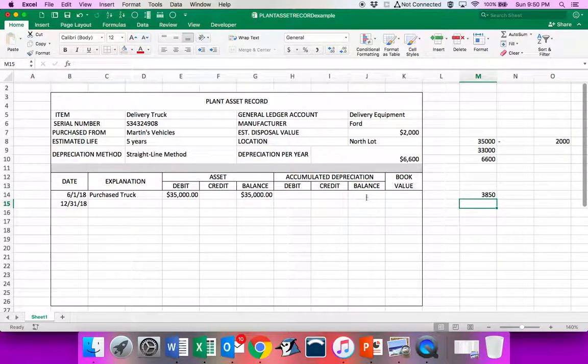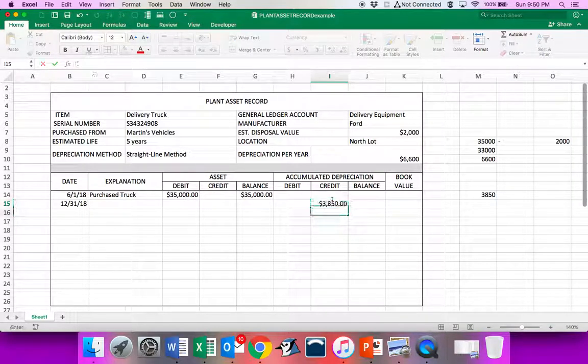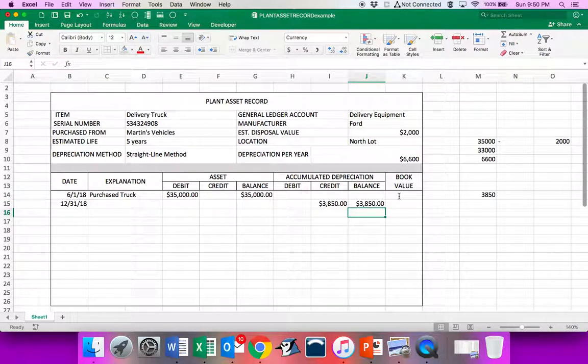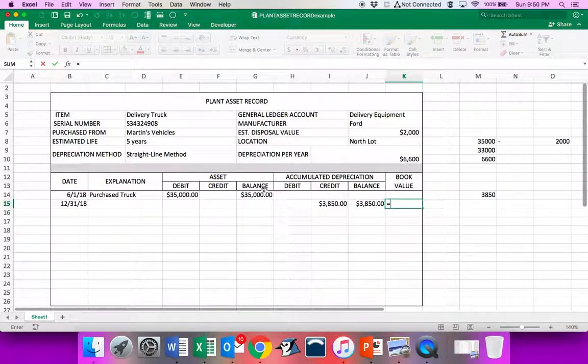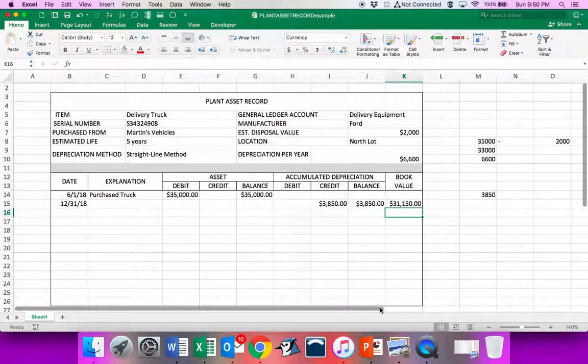So the first year we depreciated $3,850. Our balance is 3,850. Our book value is that 35,000, because that's what we started with, minus that 3,850. So our book value at the end of the first year ends up being $31,150. That's only the first partial year.